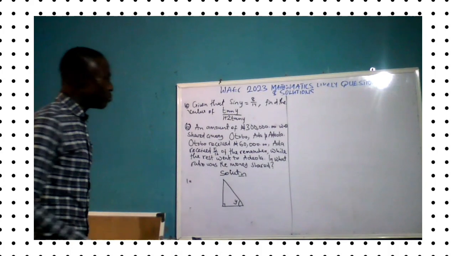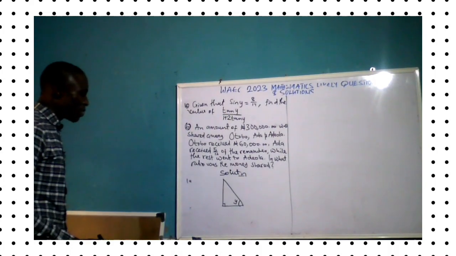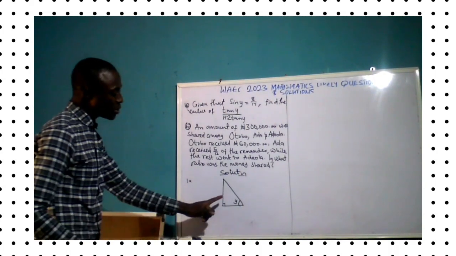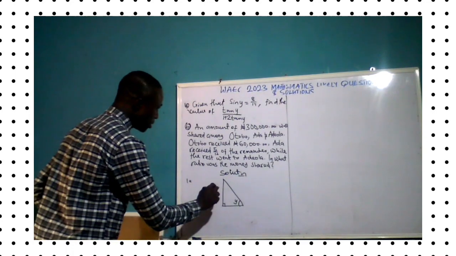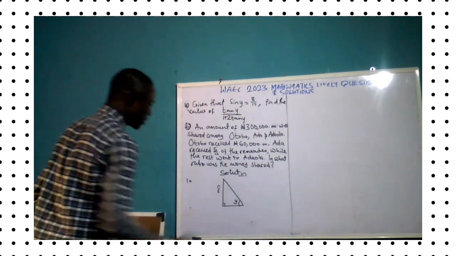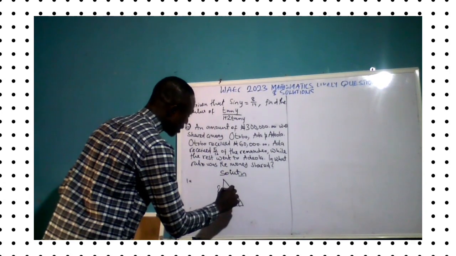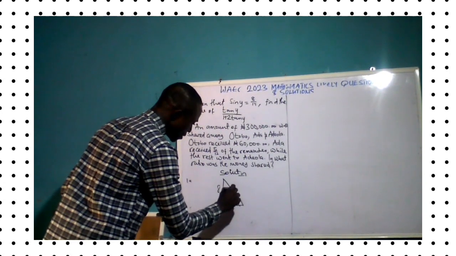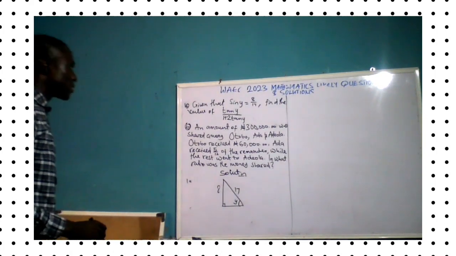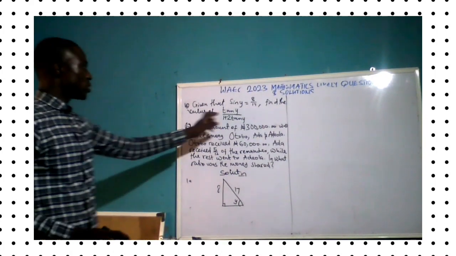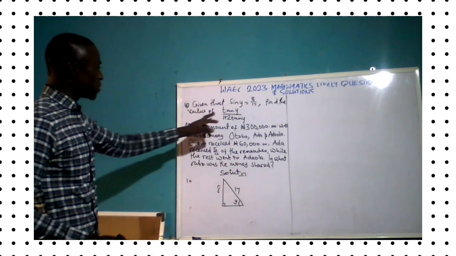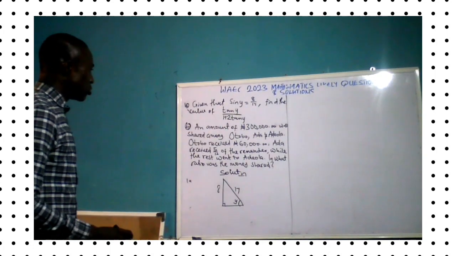Sine of y means opposite over hypotenuse. What's the opposite side to this angle? This is the opposite side, that means here will be 8. What's the hypotenuse side? This is the hypotenuse side, that is the longest side. That is 17. And having done that, you can go ahead and interpret this given ratio.